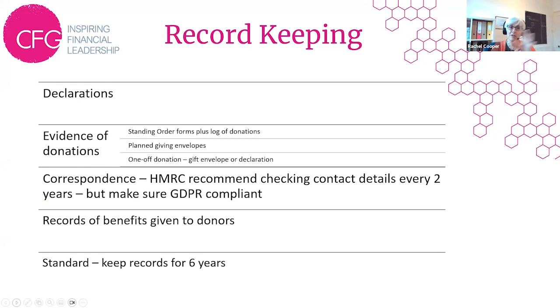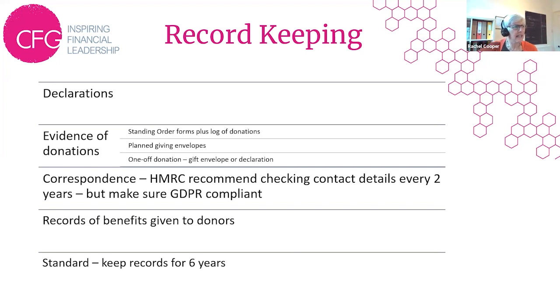So you can make it as complicated or as straightforward as you like. But the kind of stuff that you might keep, if you've got standing order forms for a donor, then you'd have a log of the donations. With planned giving envelopes, you'd probably keep all of those.